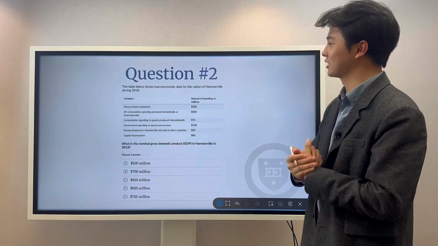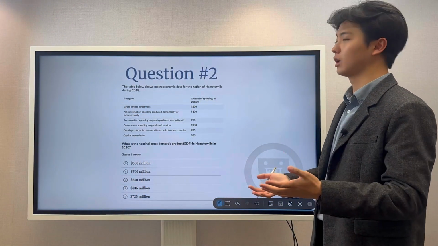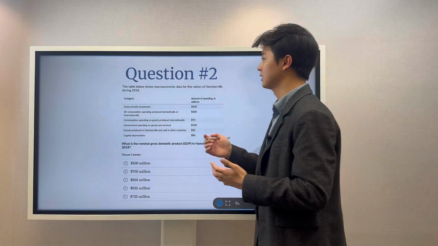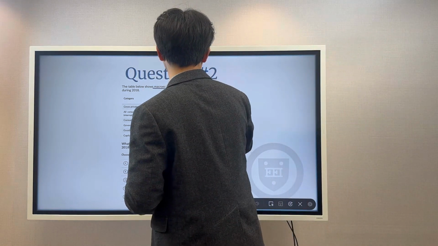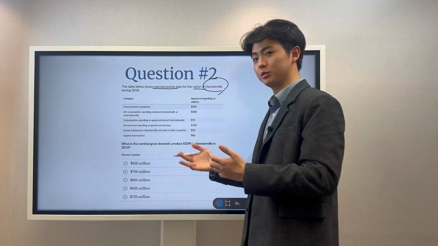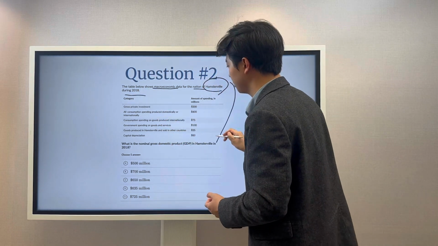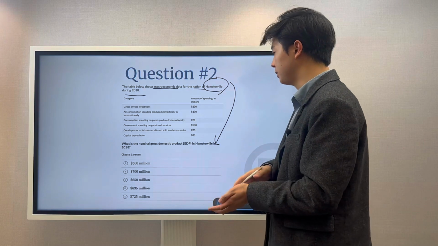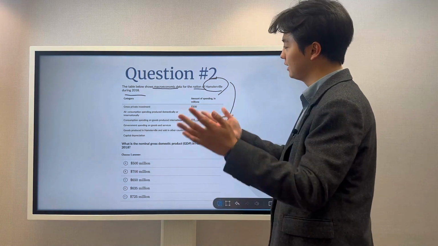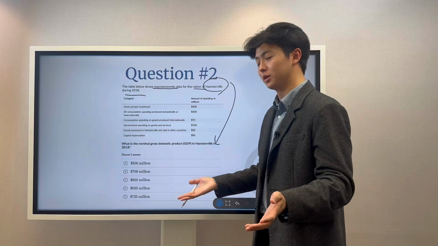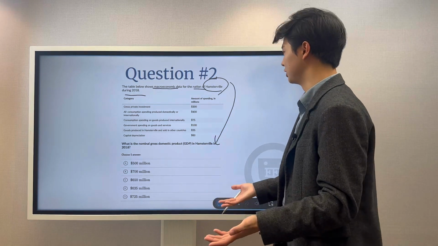Yes, the first question on our list is a simple solving question. The question asks, the table shows macroeconomic data for the nation of Hamsterville during 2018. Move directly to the question itself. What is the nominal GDP in Hamsterville in 2018? The only thing you'll have to know in this question is the actual formula for GDP.